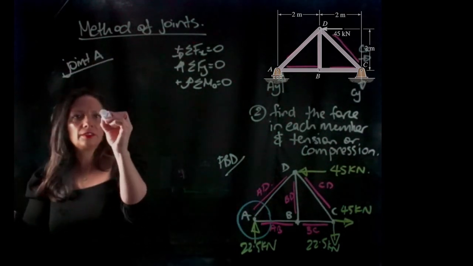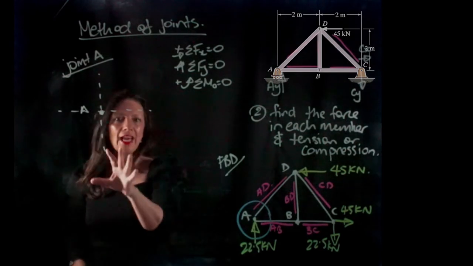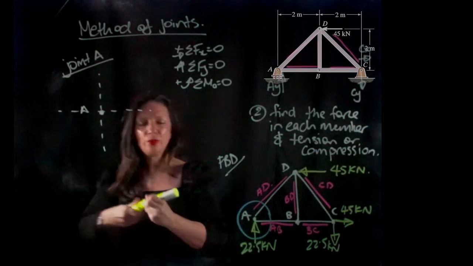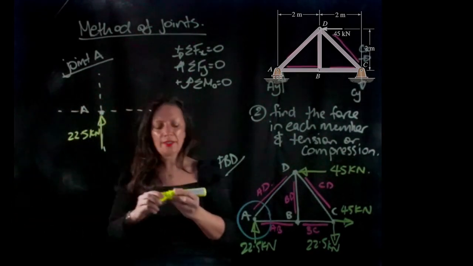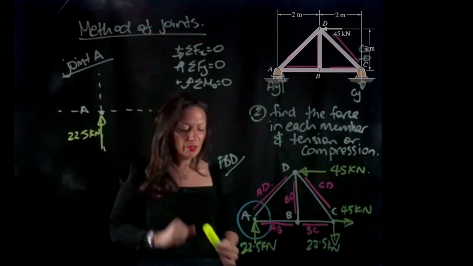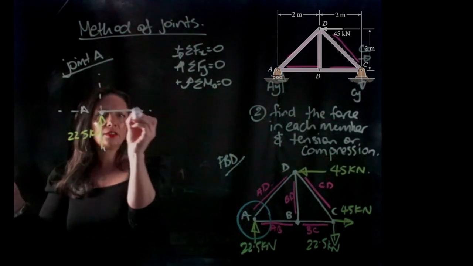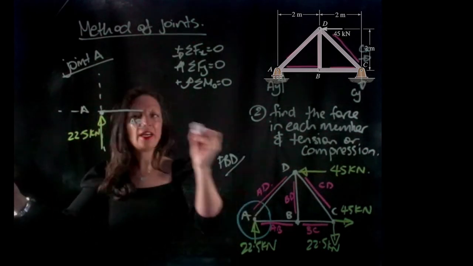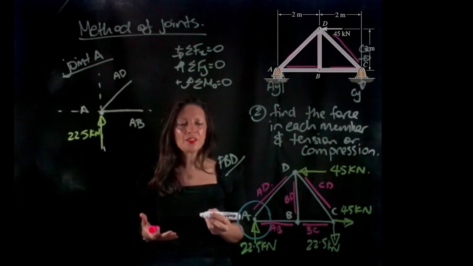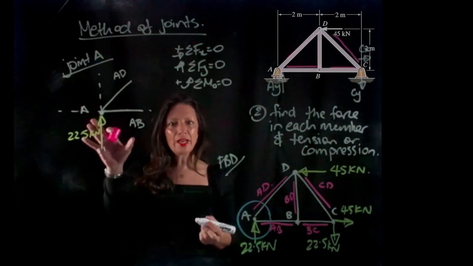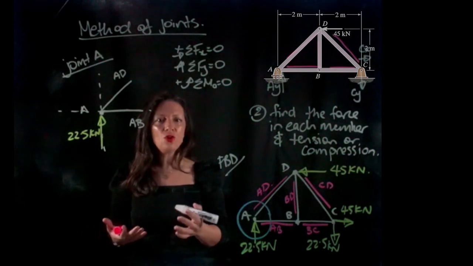So here we have A. I'm just going to draw in a little axis. So at A, I know that I have 22.5 kilonewtons, so I'll just draw that in, and that was my AY. So what else do we have at joint A? We have this member here, AB, and we have AD. So force is a vector, so it's going to have magnitude and direction. We have the magnitude, but now we need to specify what the direction is, and the direction will come out to be in either tension or compression.